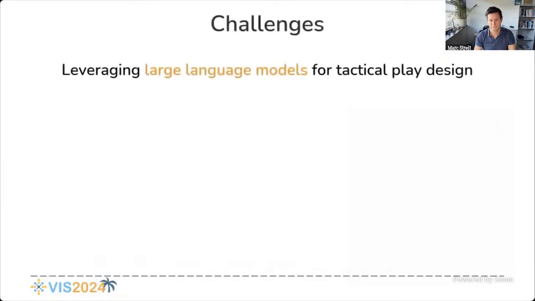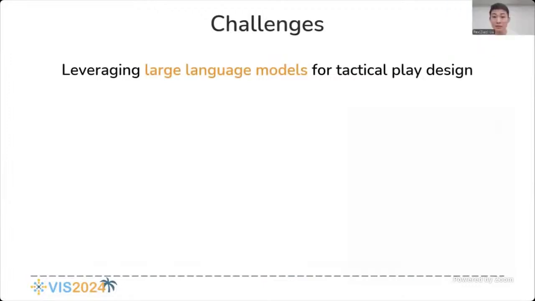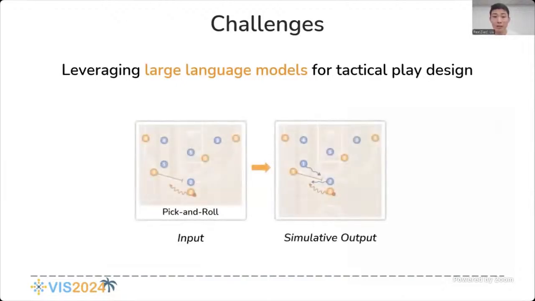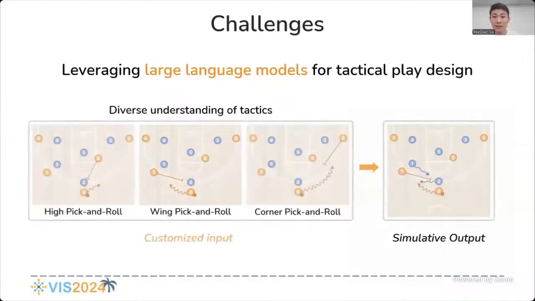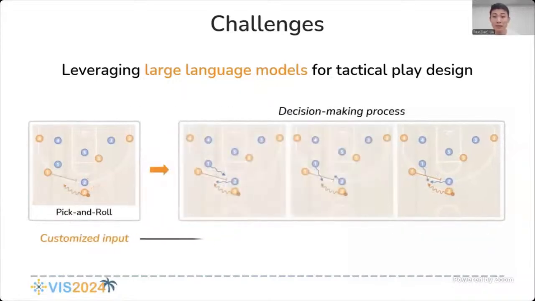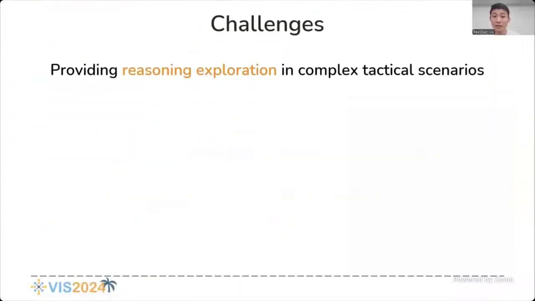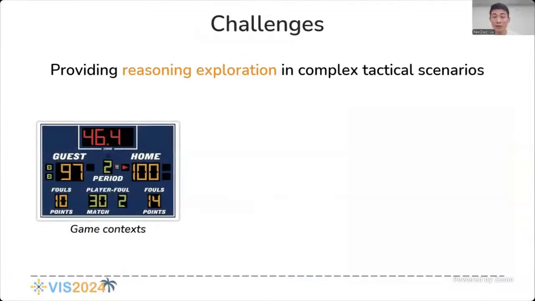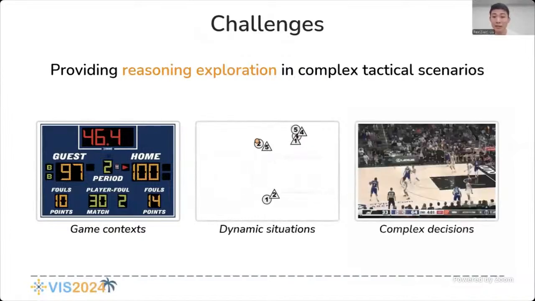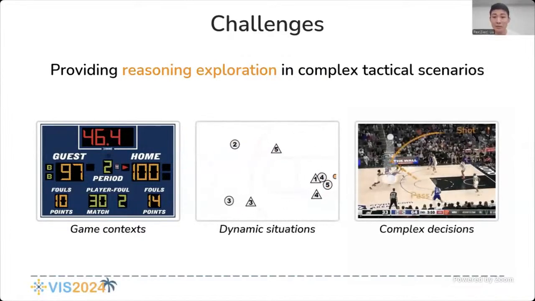We face two main challenges in developing this. First, using large language models for tactical design can be difficult. For example, in a pick and roll tactic, experts may interpret plays differently, so input customization is very important. Additionally, the decision-making process is complex, requiring reasonable output. However, LLMs may lack such domain knowledge. The second challenge involves reasoning through complex scenarios. Factors such as game time, score, dynamic situations, and complex player decisions all make exploration more difficult.